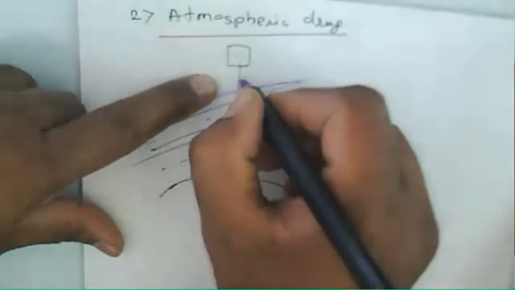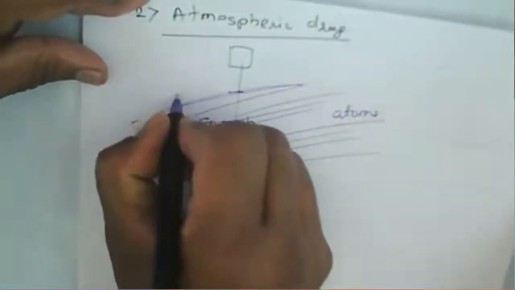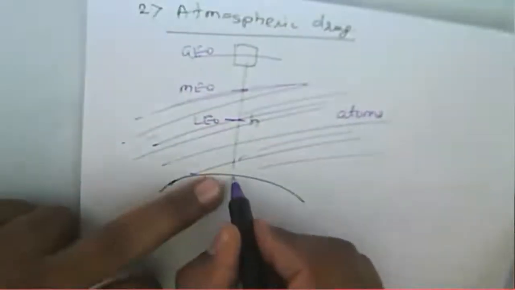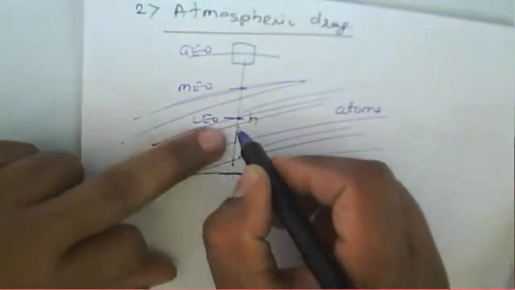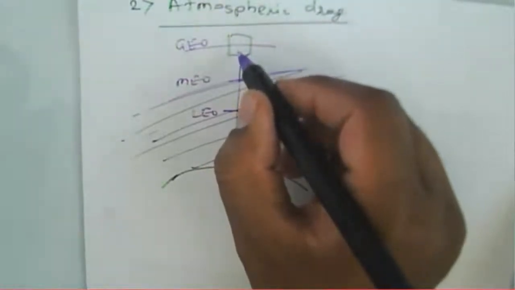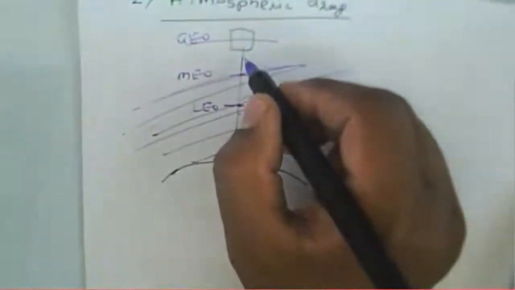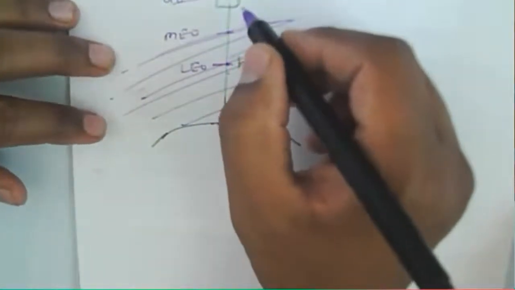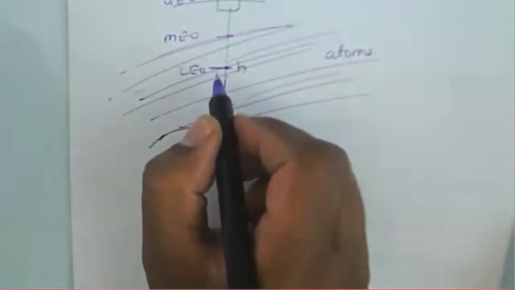When you go away from the earth toward higher and higher altitude, it goes from LEO to MEO. We can consider this the LEO orbit, then this the MEO orbit, and this the GEO orbit. From the earth's surface to LEO there is large density, but if you go further away toward MEO, the atmospheric density is less. The atom density is lower there.